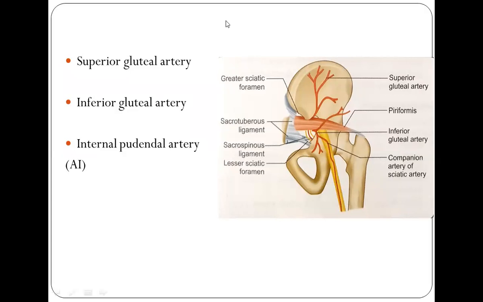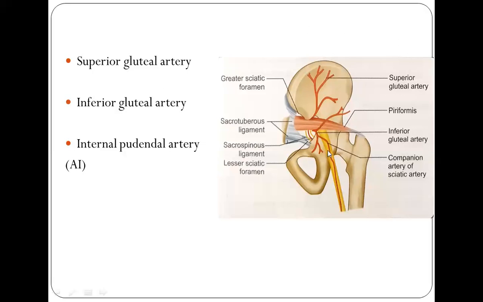The artery accompanying the sciatic nerve is a branch of what? And what is the name of that artery? If anyone knows, you can type in the chat. What is the branch? Just compare in the diagram and find out. Good. It is a branch of the inferior gluteal artery.